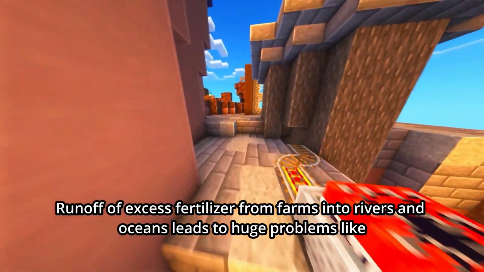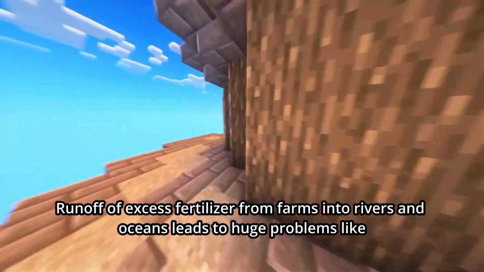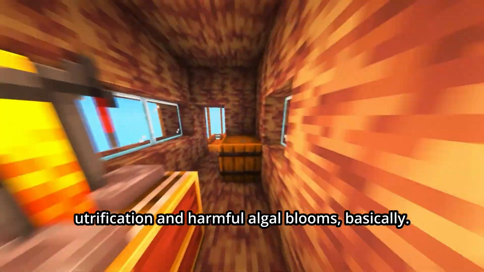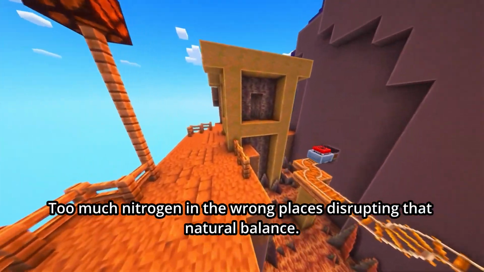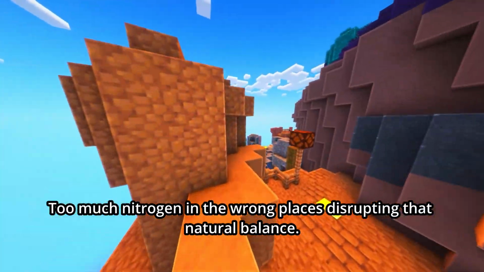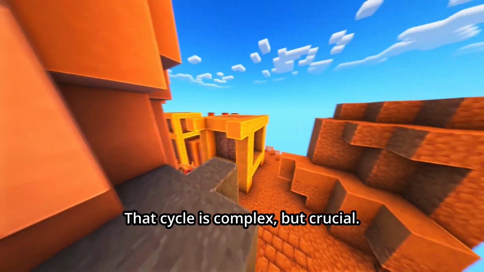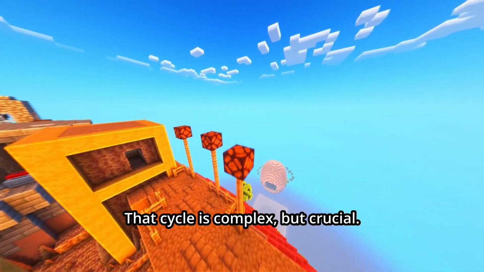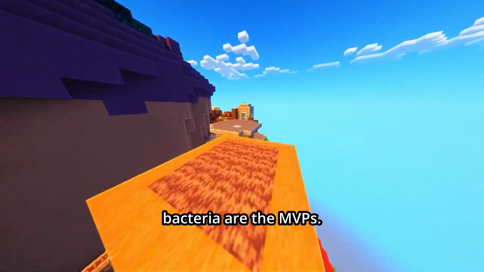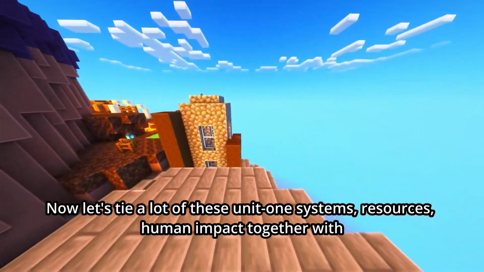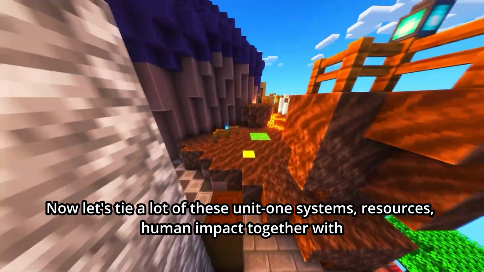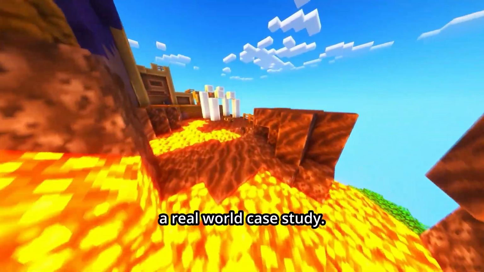Runoff of excess fertilizer from farms into rivers and oceans leads to huge problems like eutrophication and harmful algal blooms, basically. Too much nitrogen in the wrong places, disrupting that natural balance. Okay, that cycle is complex but crucial. Bacteria are the MVPs. Now, let's tie a lot of these Unit 1 concepts, systems, resources, human impact, together with a real-world case study. Mono Lake.